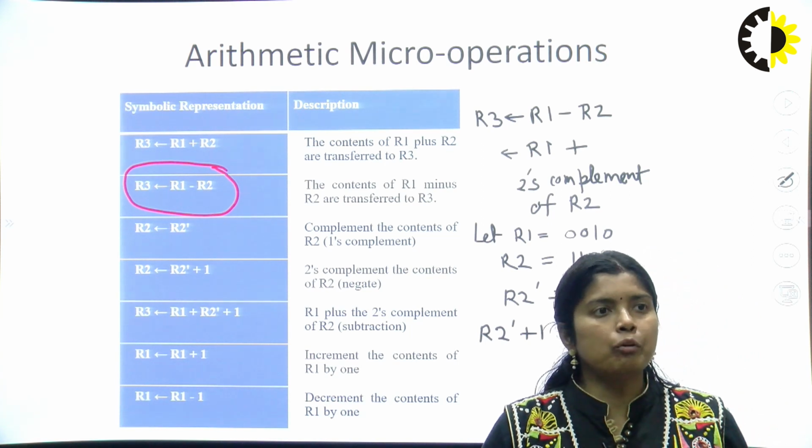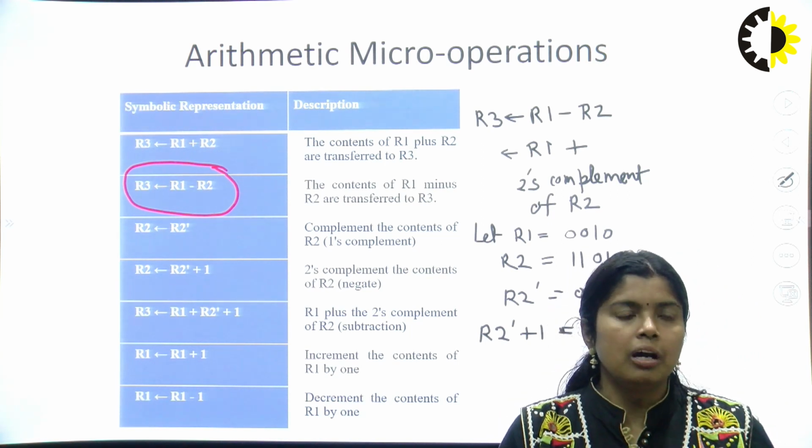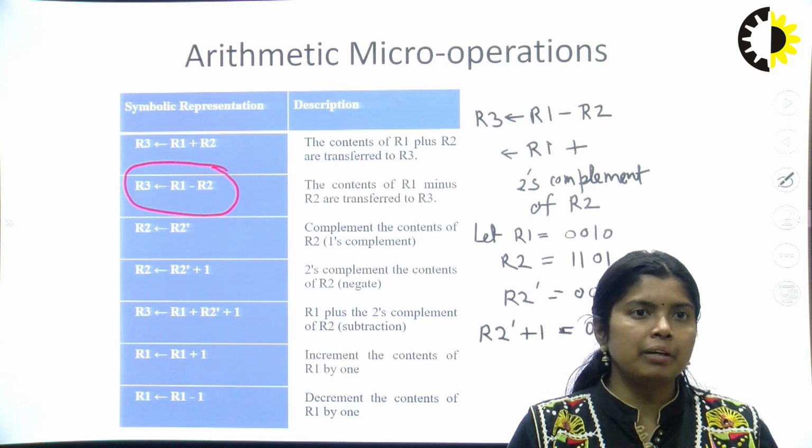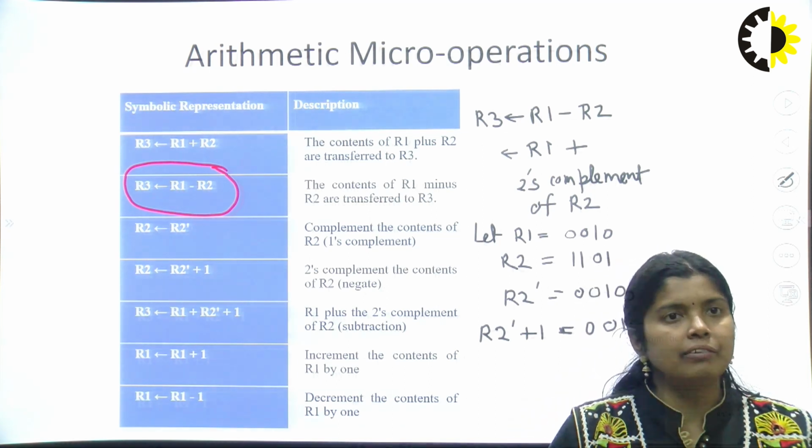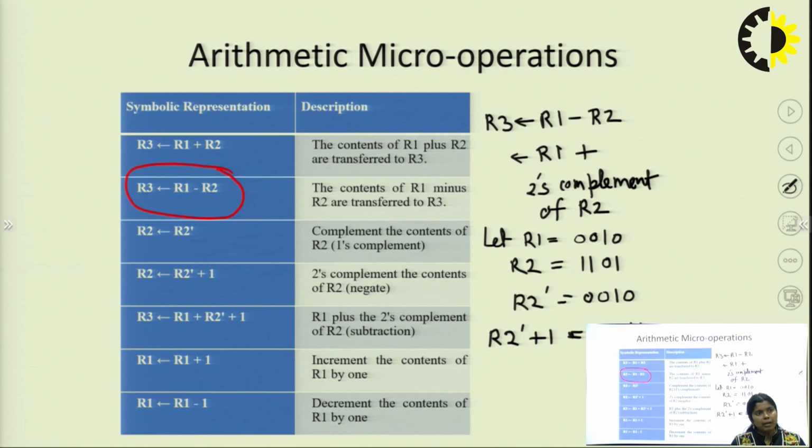Now, the second microoperation is R3 gets R1 minus R2. Here again R1 and R2 are 4-bit. The content of R1 is subtracted by the content of R2, and the result will be stored in the R3 register. When we perform R3 gets R1 minus R2, we actually apply 2's complement subtraction, that is, R1 plus the 2's complement of R2.